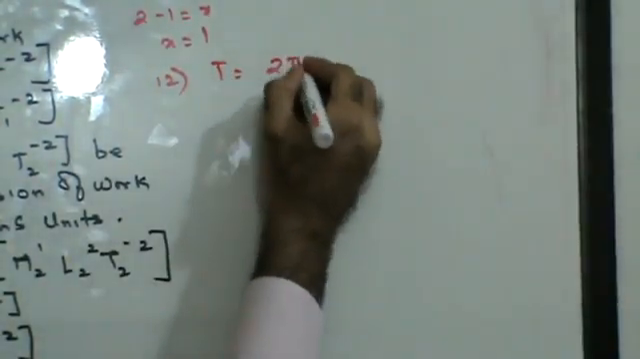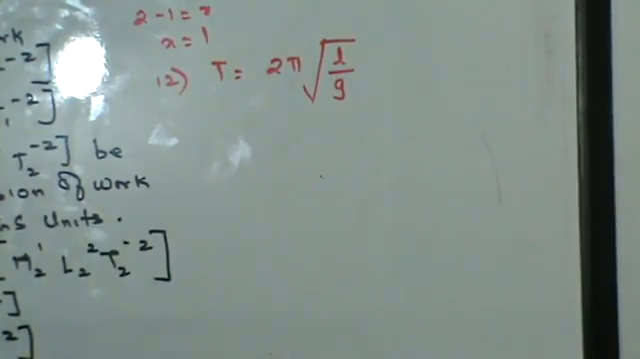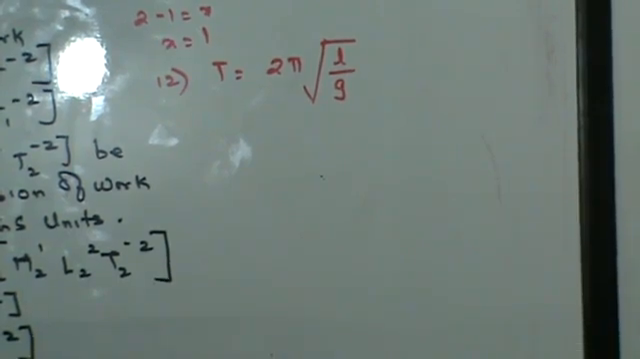T is equal to 2 pi root of L by G. Verify the equation dimensionally.